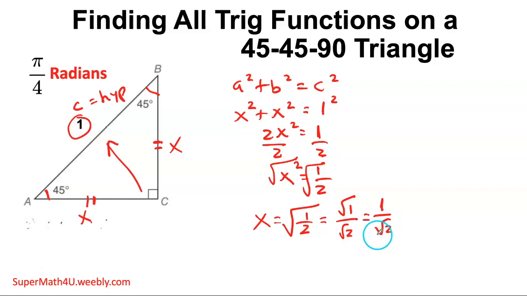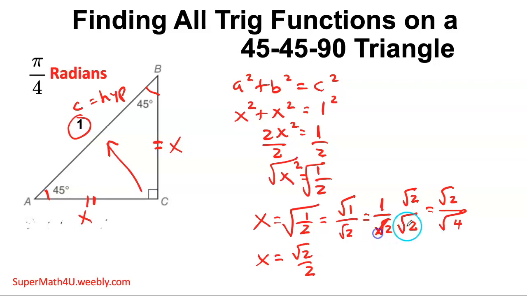I'm not able to have a radical on the denominator, therefore I have to rationalize. Multiply by the same radical on the bottom and the top. The top, 1 times square root of 2 gives you square root of 2, and square root of 2 times square root of 2 gives you square root of 4. Square root of 2 stays the same, but square root of 4 gives you 2. So when I multiply times another radical, those two radicals cancel out, and square root of 4 is 2.